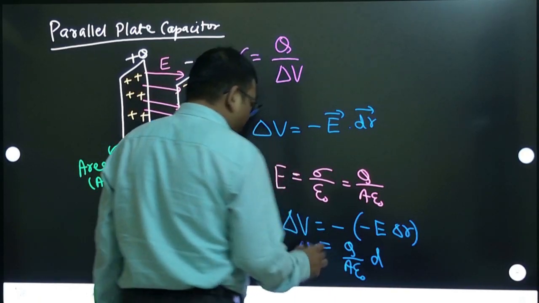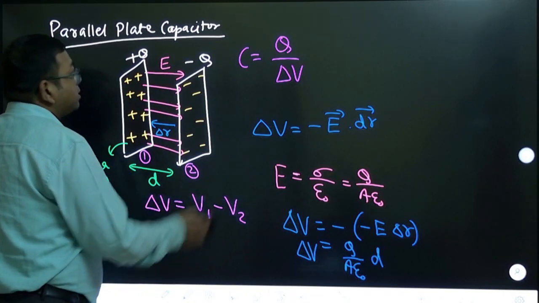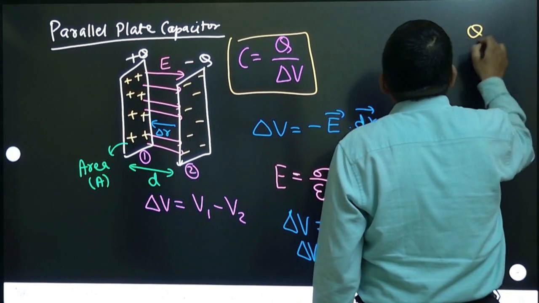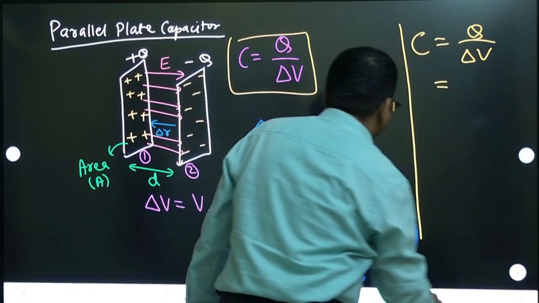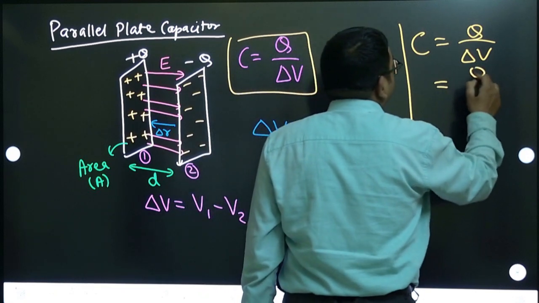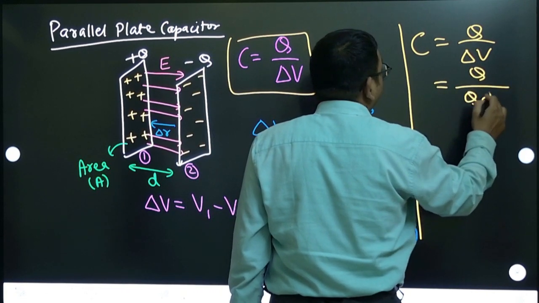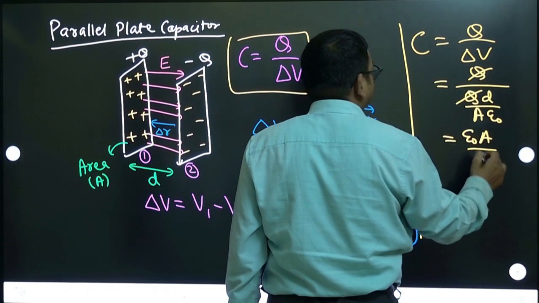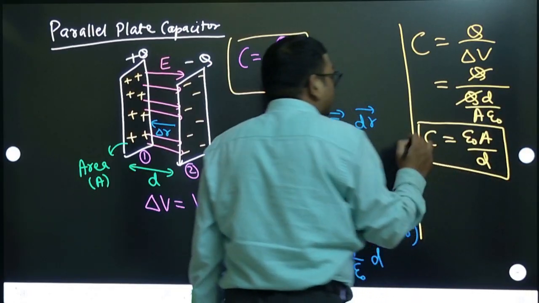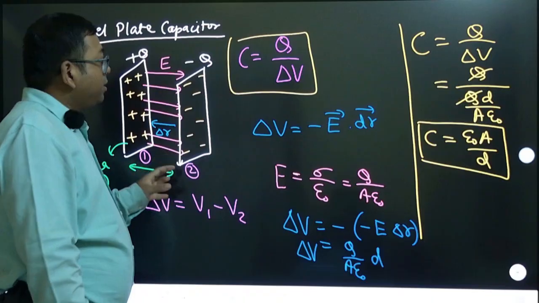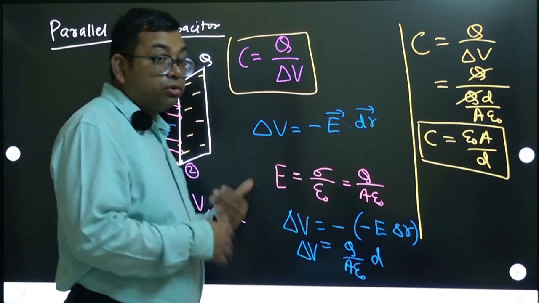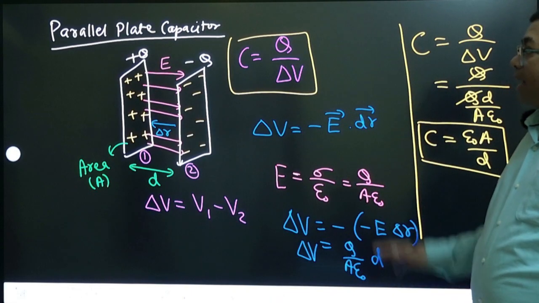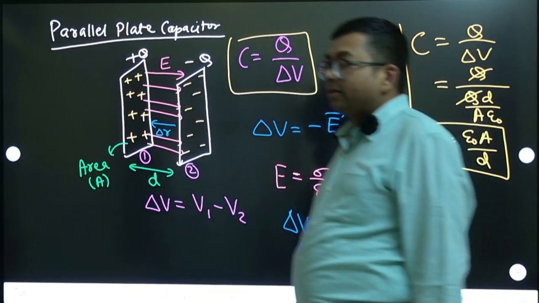So tell me what is the capacitance now? Capacitance is the ratio of charge by potential difference. Now let us substitute the potential difference, Q d by A epsilon naught. Q gets cancelled, and we get epsilon naught A by d. This is the capacitance. So for a parallel plate capacitor, this is how the capacitance is calculated. We are just doing a review, because we have forgotten things; there has been a gap. Okay, so the parallel plate capacitor is given by this formula.